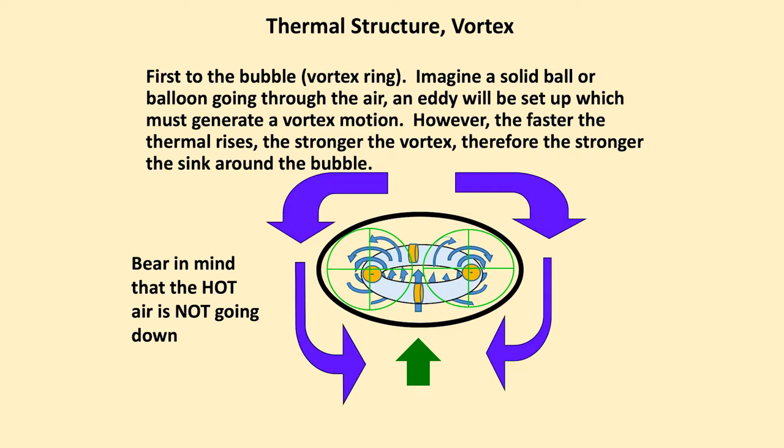The thermal structure vortex. First, the bubble vortex ring. Imagine a solid ball or balloon going through the air. An eddy will be set up which must generate a vortex motion. However, the faster the thermal rises, the stronger the vortex, therefore the stronger the sink around the bubble. Bear in mind that the hot air is not going down.